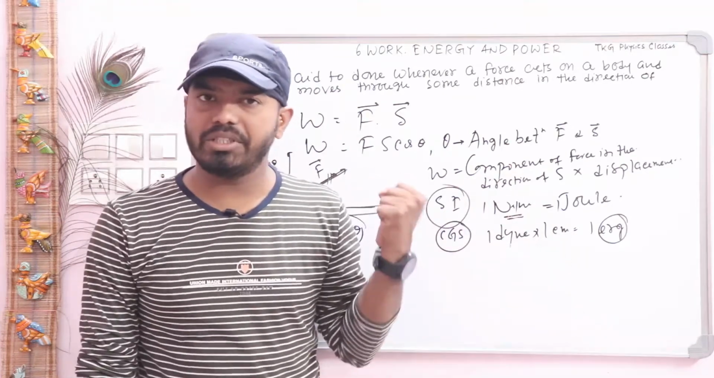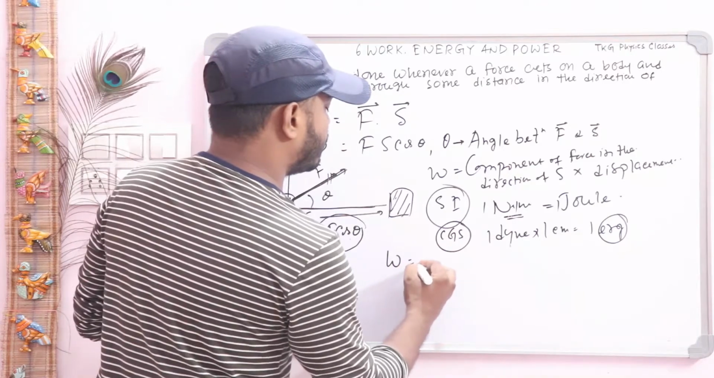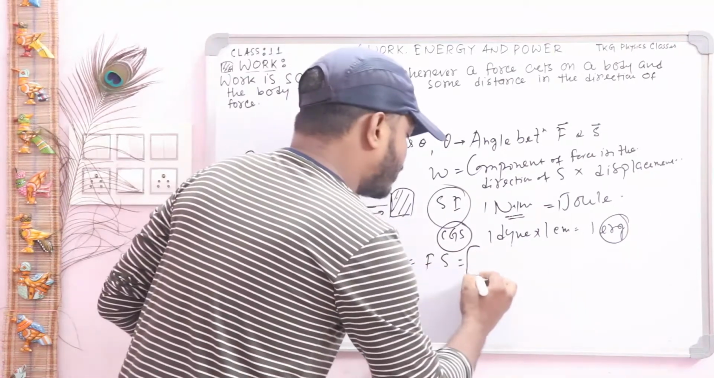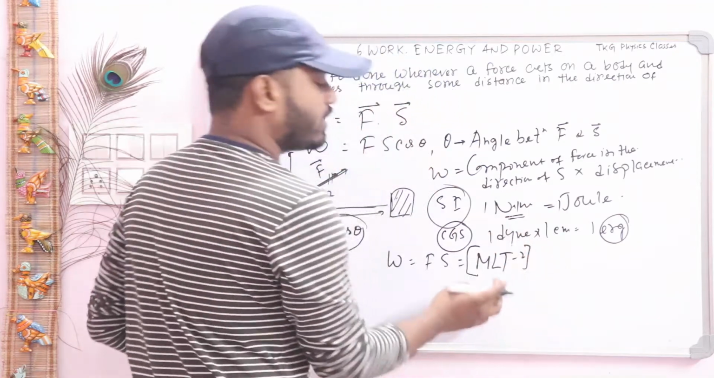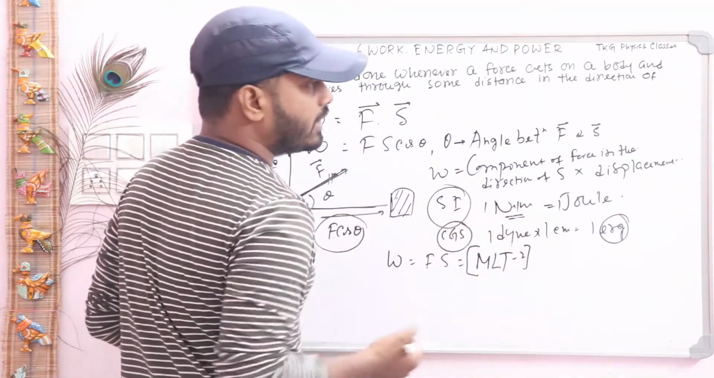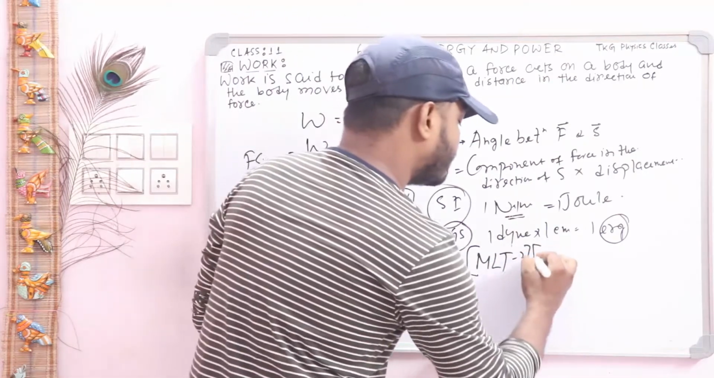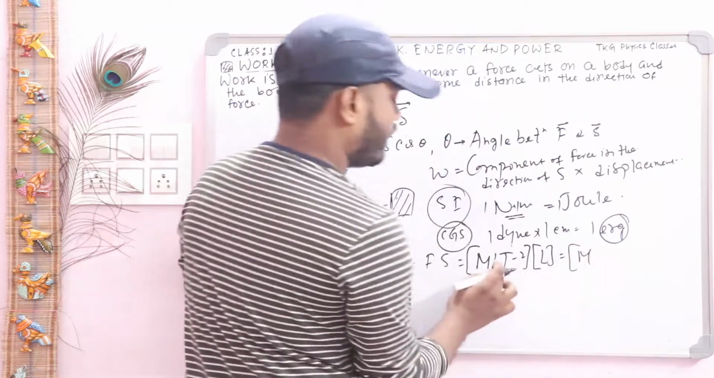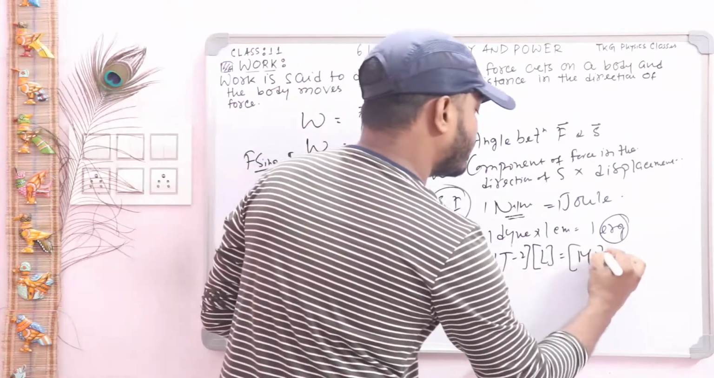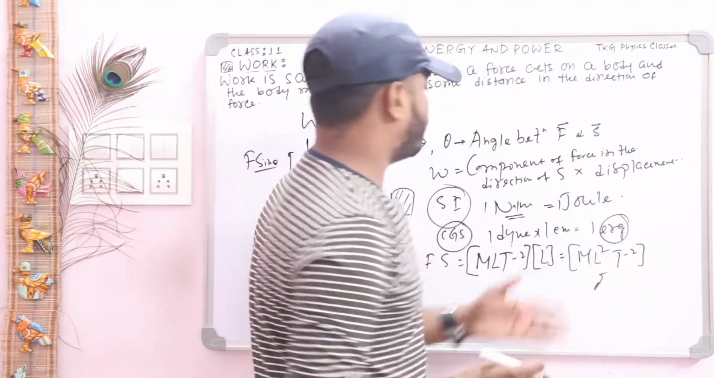Now find out the dimension. I think all of you know that W is equal to Fs. Now the dimension of F is MLT to the power minus 2. I think this part is clear to all of you. We already completed dimensions in the units and measurement chapter, and the dimension of s is L. So this one will be M L and L, that is ML square T to the power minus 2. So this is the dimension of work done.